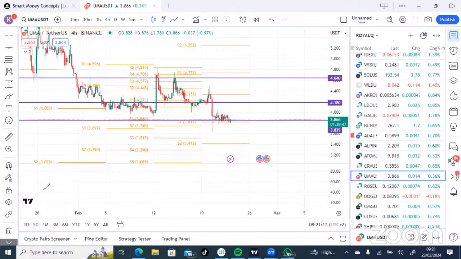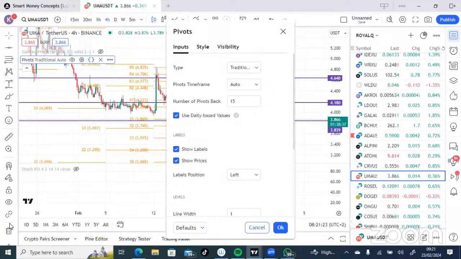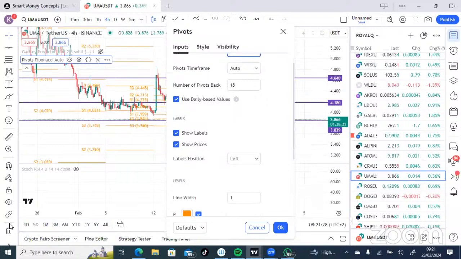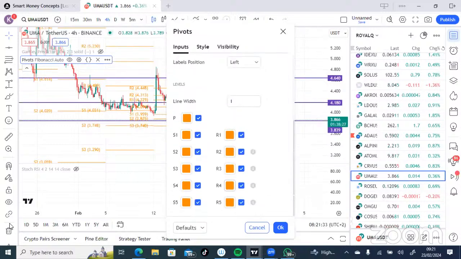Now, I would advise, I'm not going to go into details. When you get the indicator, come and tap on this setting and change this tradition to Fibonacci. I will explain this next week. Also, come and reduce these resistances. These are many. Support 5, remove it. Resistance 5, resistance 4, and leave up to around resistance 3.